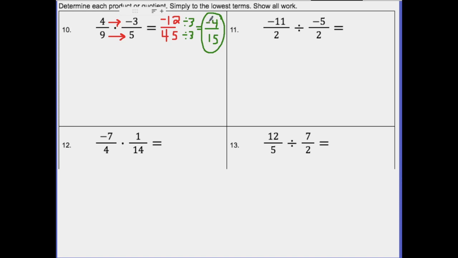Remember, when you write this, make sure that your negative sign is really easy to read there. If you don't have room, write it somewhere else really neatly so that it's clearly visible.